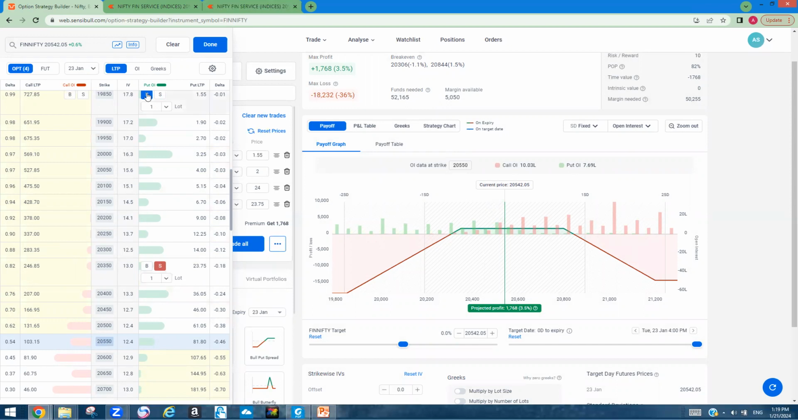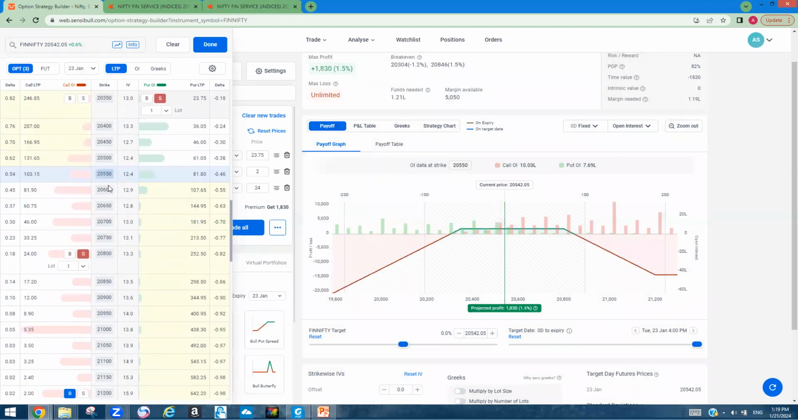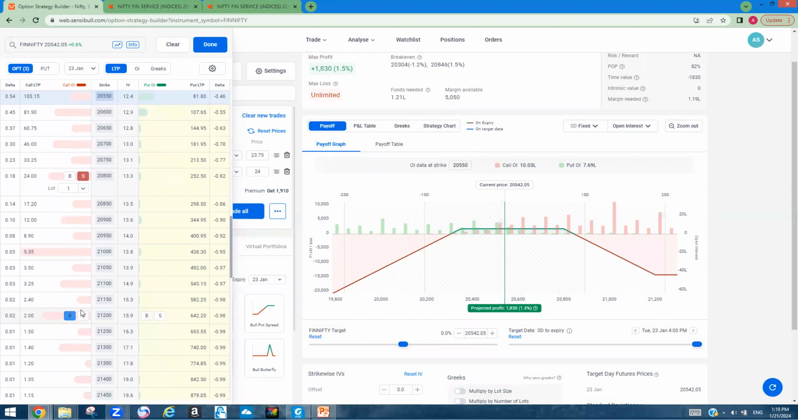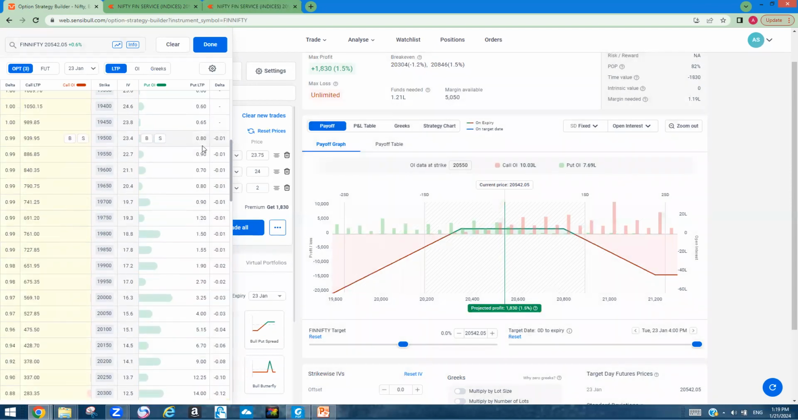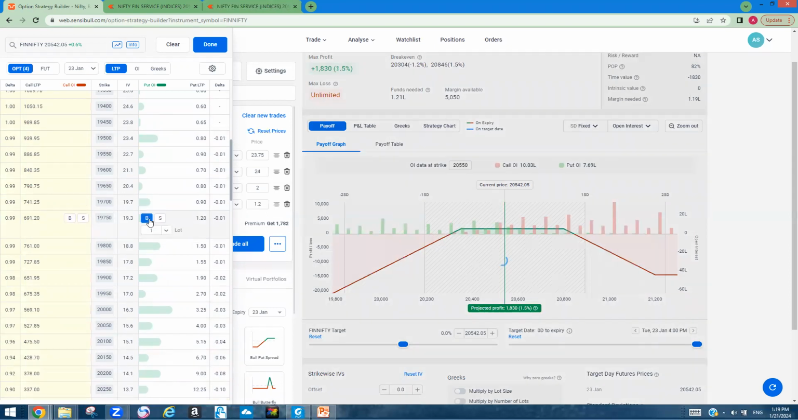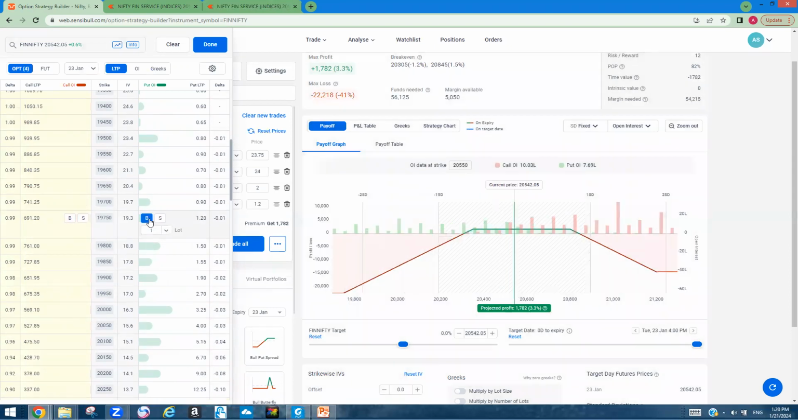If it was not there, then this strangle would have asked for a margin of 1.3 lakhs. So with this, I have made a strangle. Now, these are beautiful ways to trade, actually keeping your cool, keeping your psychology intact, not much fear, nothing.